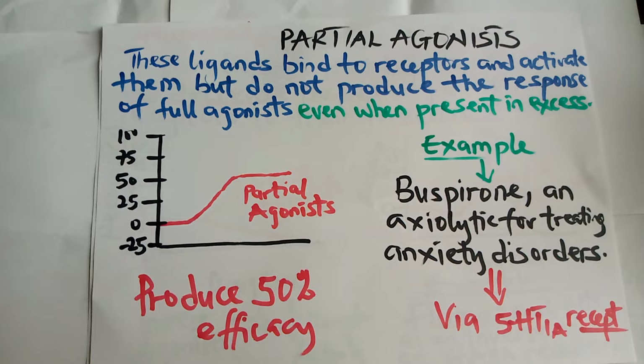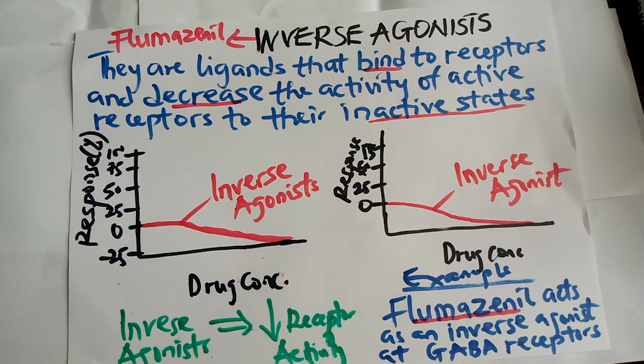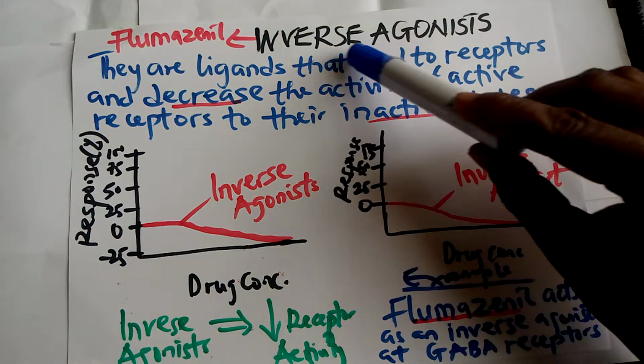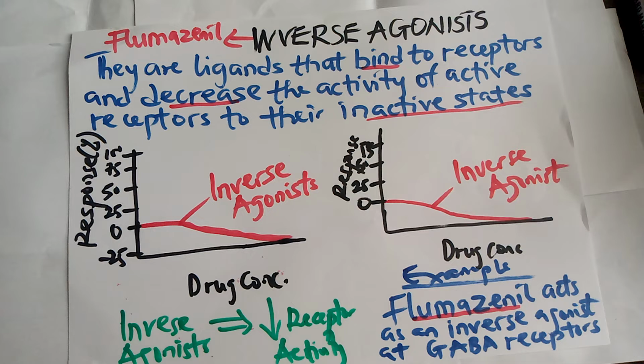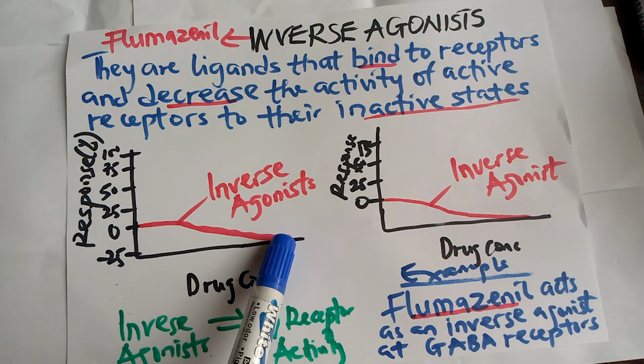And the last class of agonists for today are the inverse agonists. So what are inverse agonists? Inverse agonists are usually ligands that bind to receptors and decrease the activity of receptors. So they actually bind the receptors and decrease the activity of receptors to their inactive state. So inverse agonists decrease the activity of the receptors. The response given by inverse agonists is usually a decreased activity. So inverse agonists lead to decrease in receptor activity.